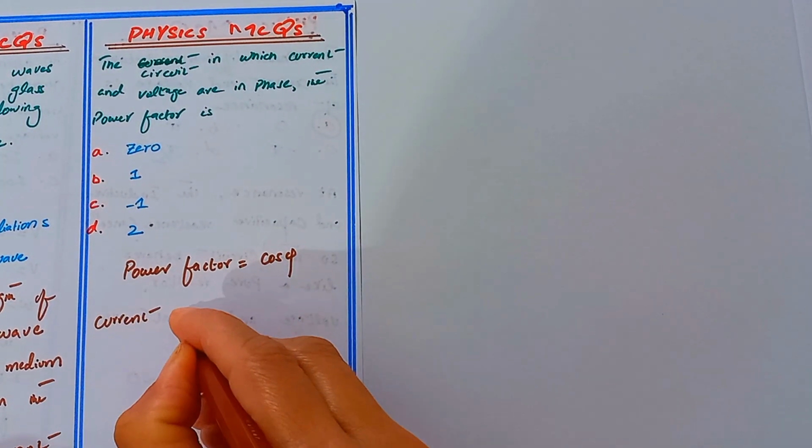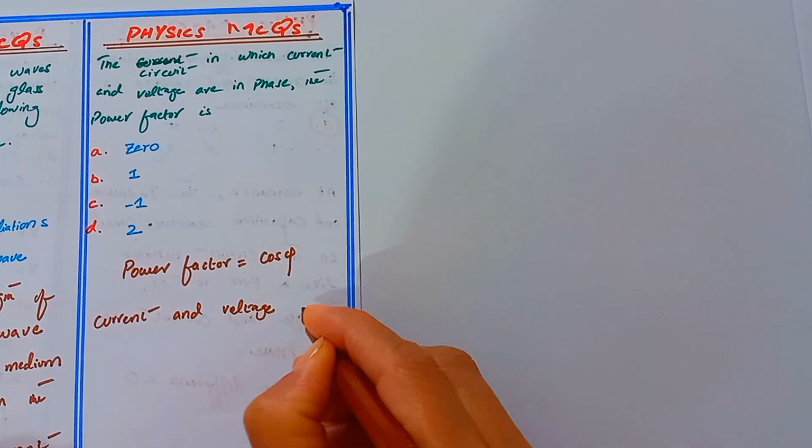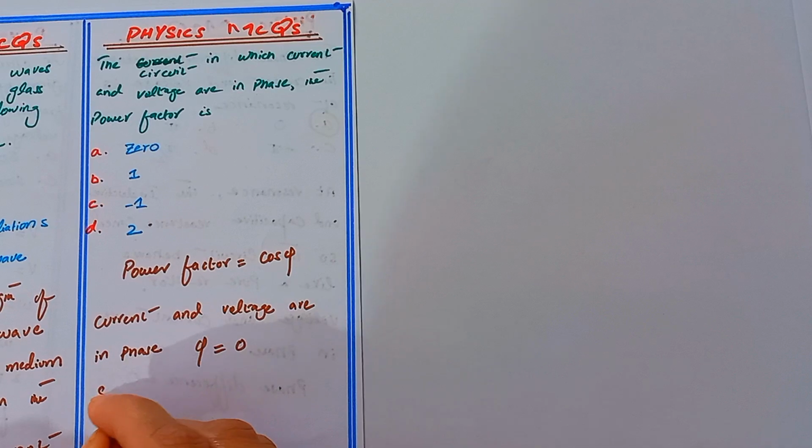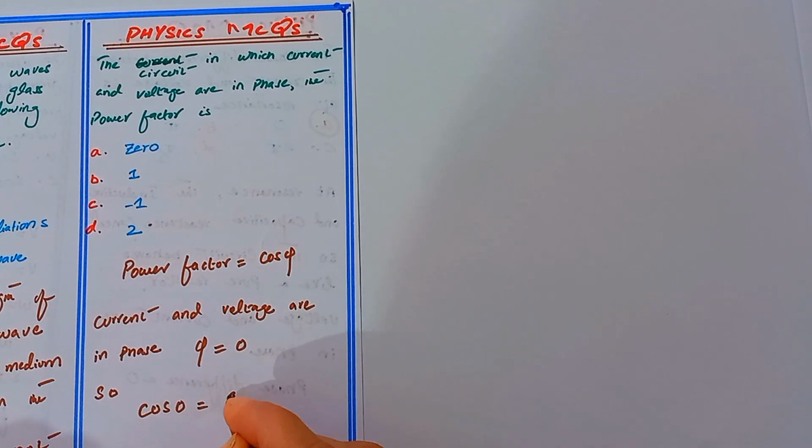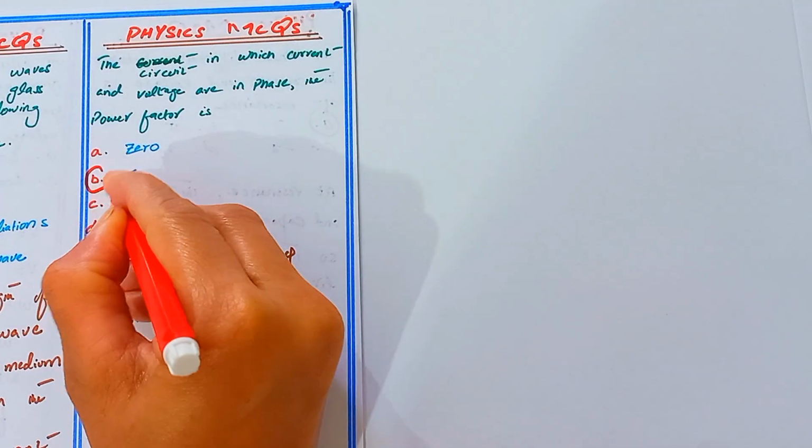So current and voltage are in phase. When the current and voltage are in phase, then phi is equal to 0. So cos 0 is equal to 1. So the power factor when the current and voltage are in phase is equal to 1. So option 1 is correct.